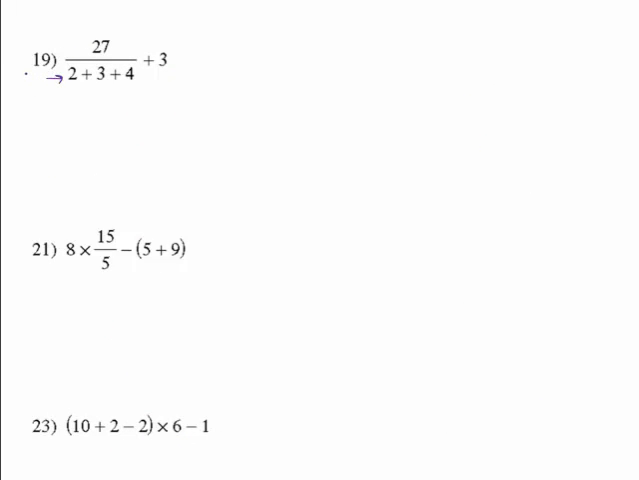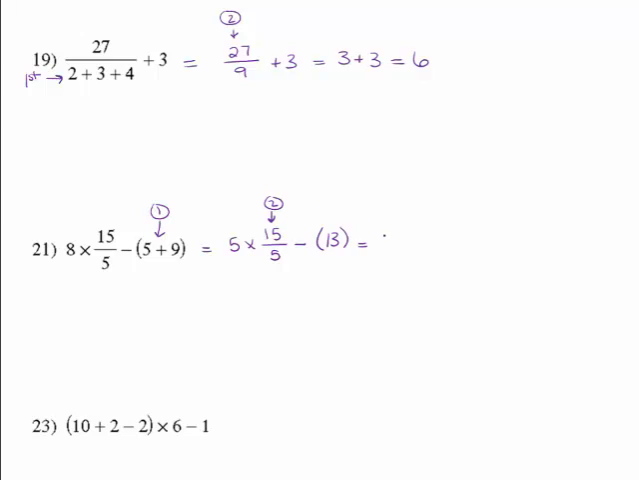Now with a fraction bar, I have to do this first. So that will give me 27 over 5 plus 4 is 9. Then I do the division. 27 divided by 9 is 3, and then 3 plus 3 is 6. Here I have division and a parenthesis. I have to do this first. Now this is a division, but it's a grouping symbol, so I have to do that second.